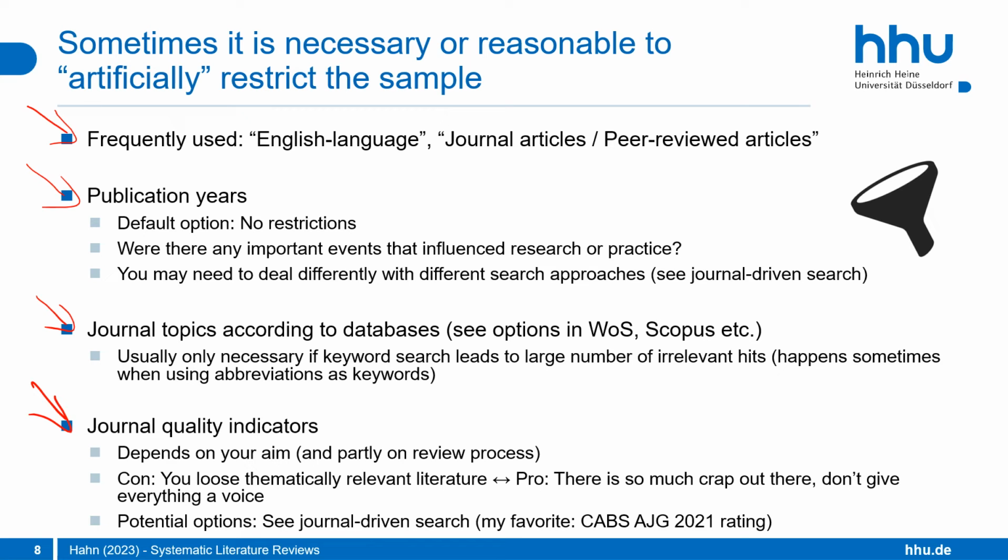And finally, one thing that is also potentially relevant is to look at journal quality. That depends very much on the aim of your study, what you want to do, how inclusive you want to be, and sometimes also on the review process. So that depends a bit. As I mentioned earlier, you have different rankings, for example, journal rankings in different fields that you could use. You could look at citations, impact factors, or something like that.